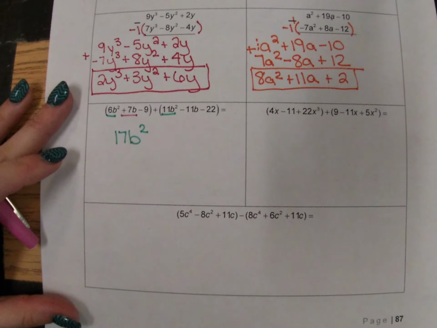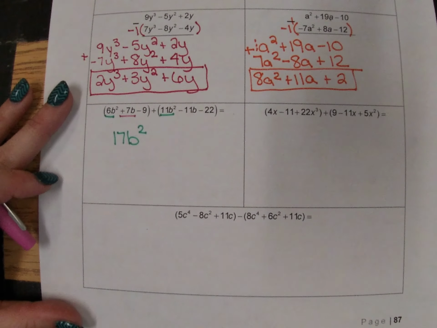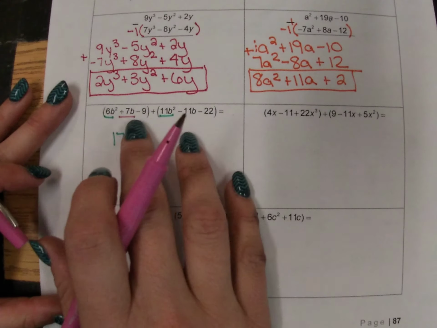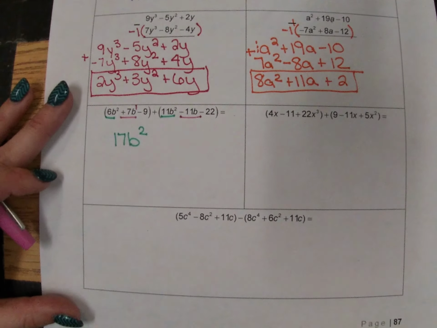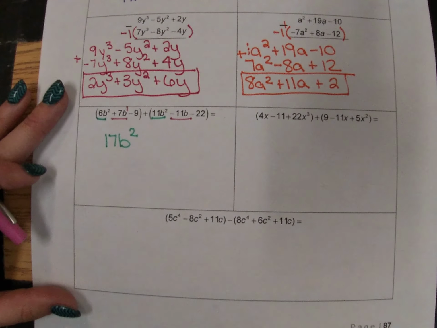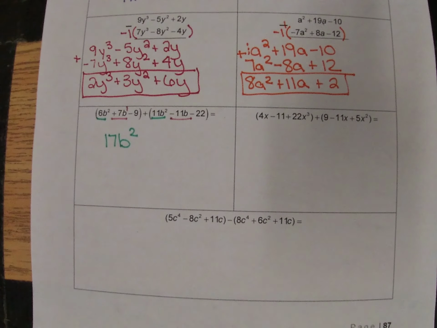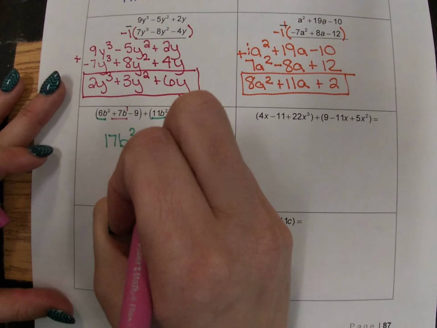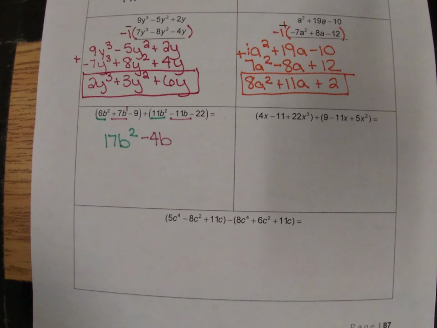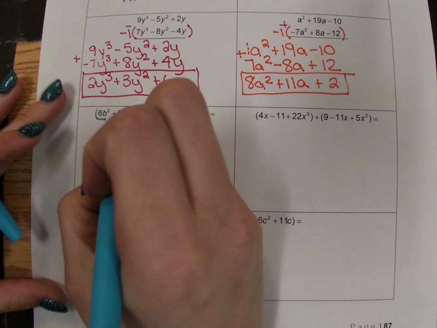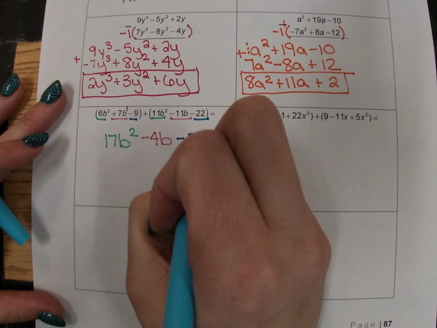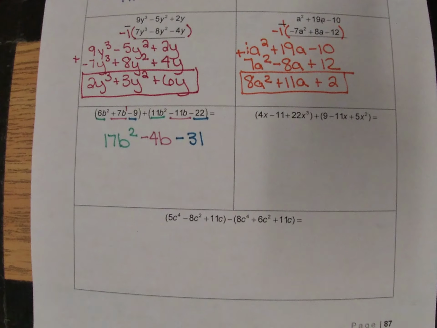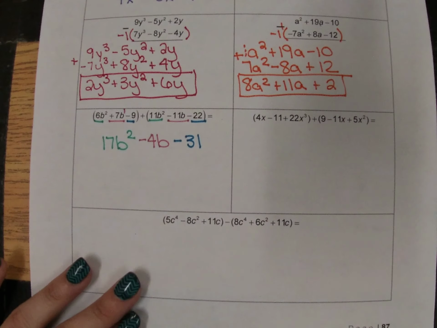Is there anything that we can combine with a 7b, right? To be able to combine it, it needs to have the same base, so it needs to be a b, and the same exponent, it needs to have a 1. Well, we can combine that with a negative 11b, so 7b plus negative 11b will give us a negative 4b. And then if we look at our last piece, negative 9 can go with a negative 22, which will give us a minus 31. And so our final answer will be 17b squared minus 4b minus 31.